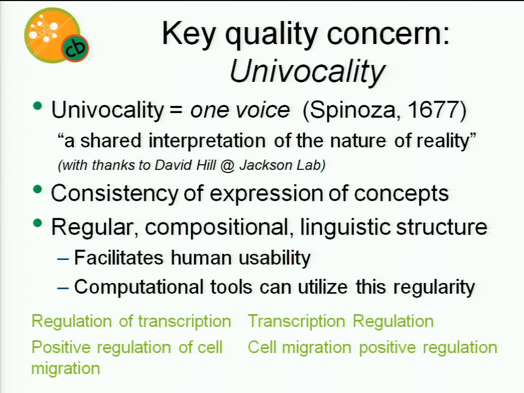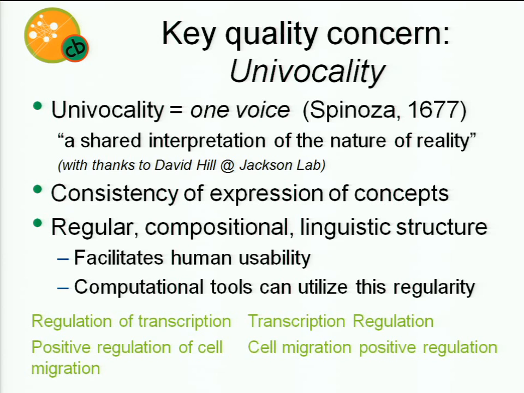But one of the key quality concerns that was raised at the meeting that we attended was what is called univocality, and in fact, that term goes back really far in philosophy. It was originally coined to mean a shared interpretation of the nature of reality. And David Hill from the Jackson Laboratory actually revived it at this meeting and intended it to mean a slightly different thing, but very closely related to the original usage, which is consistency of expression of concepts within the ontology.